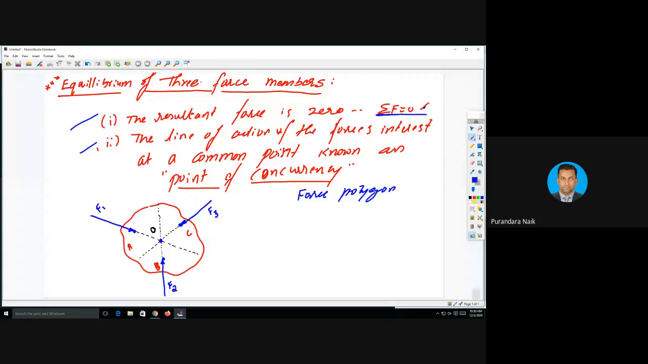So how to draw the force polygon? First, we need to draw F1. What is the direction of F1? You know the magnitude. You can take a proper scale. So this is F1 from point O. This is A. F1. Next, what is F2? F2 is here, right?